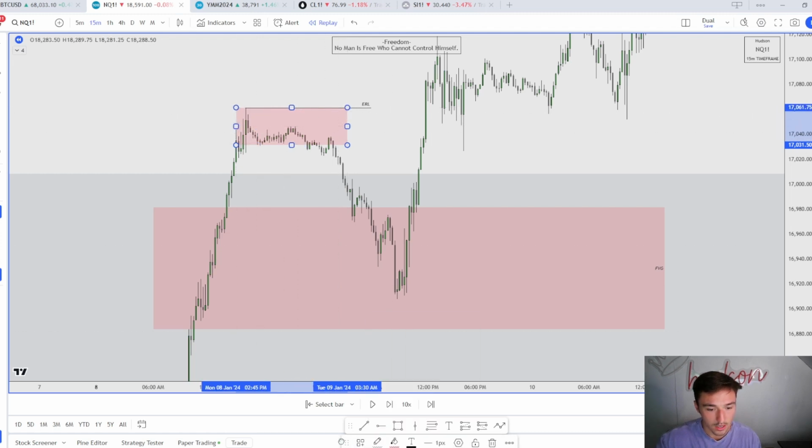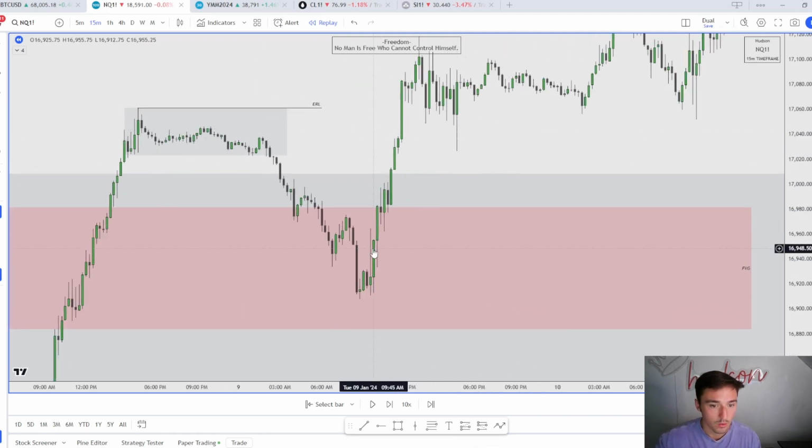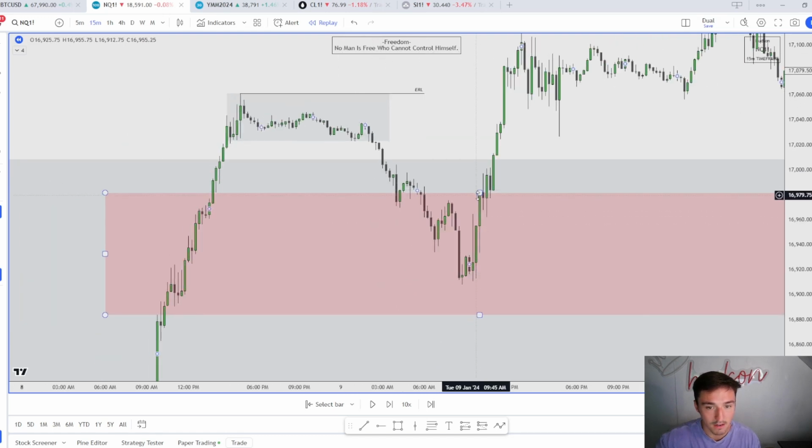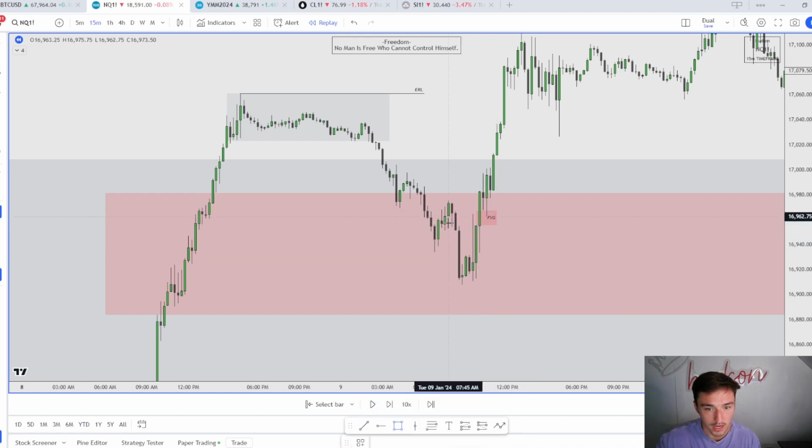Right here is your external level. Up here is your original consolidation. So right here on the 15-minute chart, what do we see? Displacement above a swing high. This turns into your breaker block right here. We have closed back inside of this candle. That means this fair value gap should get filled. Right here, fair value gap. Right here, breaker block. Right here becomes a high probability setup.